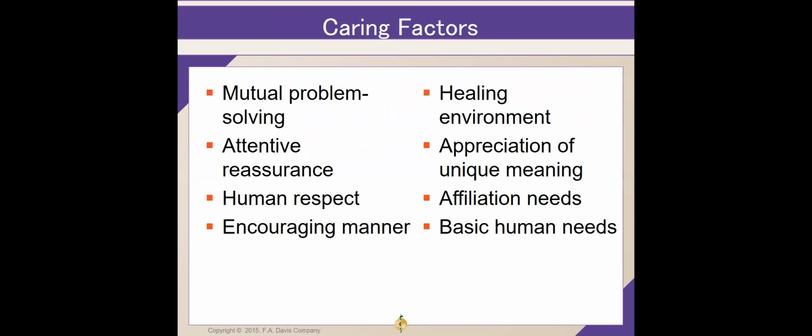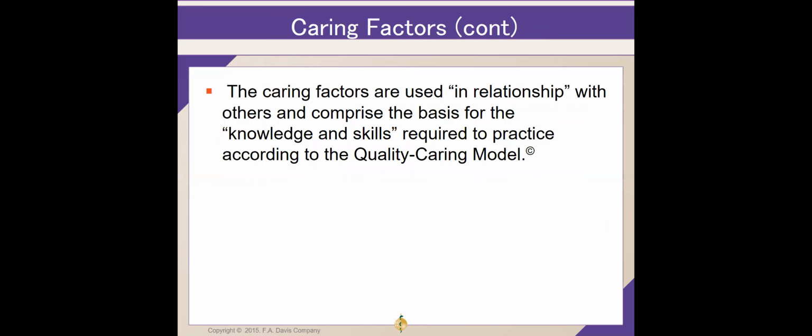Here's some caring factors. Multiple problem solving, attentive reassurance, human respect, encouraging manner, healing environment, appreciation of unique meaning, affiliation needs, and basic human needs. So this goes much beyond Maslow, doesn't it? And works with the entire pyramid. Caring factors are used in relationship with others and comprise the basis for the knowledge and skills that are required to practice with a quality caring model.